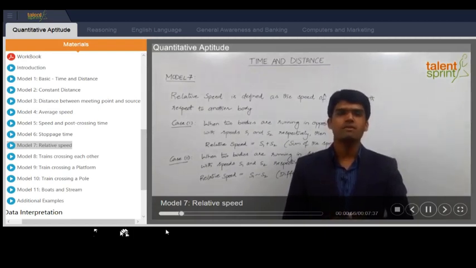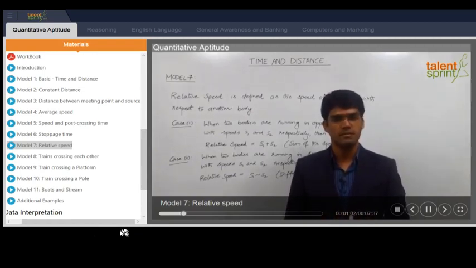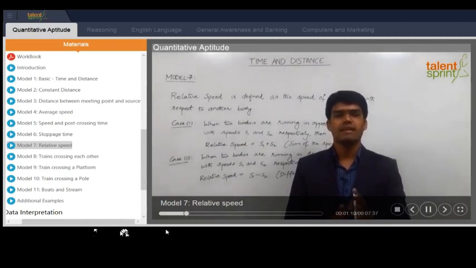So this speed of 0 kilometers per hour, that is because of the other train appearing to be stationary, is referred to as relative speed. Actually speaking, the other train is also running at the speed of 80 kilometers per hour. But from an observer's point of view who is sitting in the first train, the second train appears to be stationary. So that is what is called as relative speed.